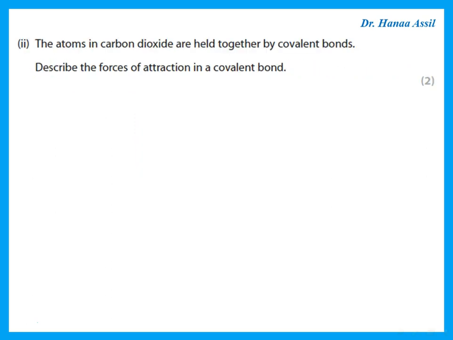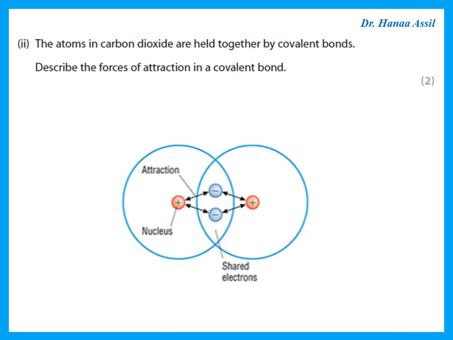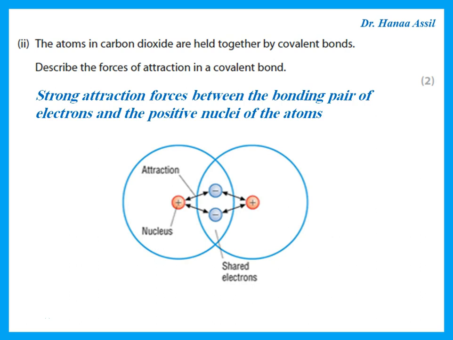The atoms in carbon dioxide are held together by covalent bonds. Describe the forces of attraction in a covalent bond. We said when we have a covalent bond, what happens? There is a strong attraction force between what? Between the bonding pair of electrons or the shared pair of electrons and the positive nuclei of the atoms. Remember, they are the positive nuclei of both atoms that are sharing the electrons.